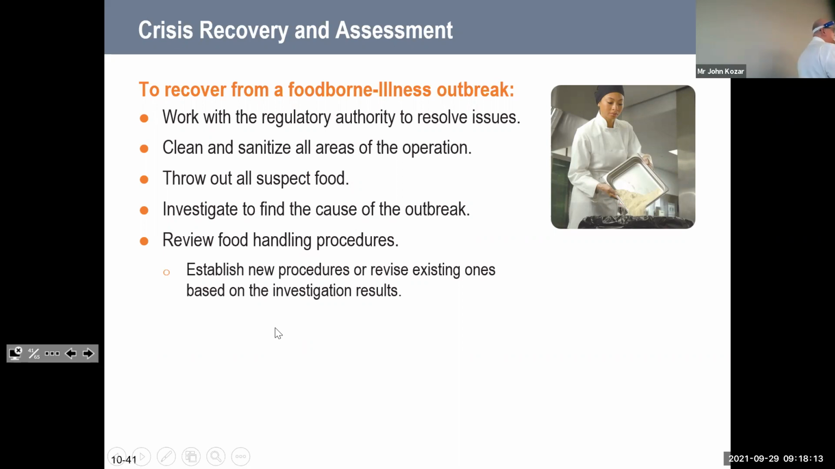Review our food handling procedures. Was it an issue of a sick employee? Was it an issue of some piece of equipment wasn't holding temperature properly? Did somebody cross-contaminate? What was the actual cause, and what procedures do we need to change to make sure it doesn't happen again?